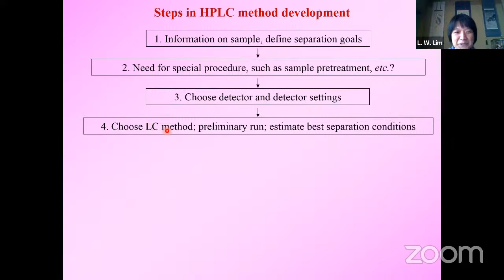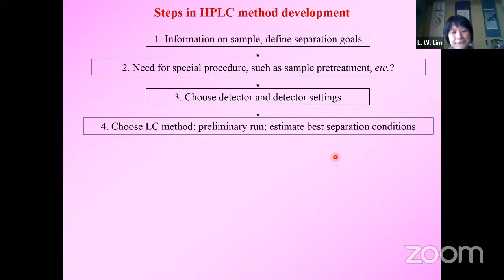So see what column is good for this separation. Is it adsorption? Is it ion exchange? Something like that. And then we just do a test run, just testing and estimating the separation conditions.